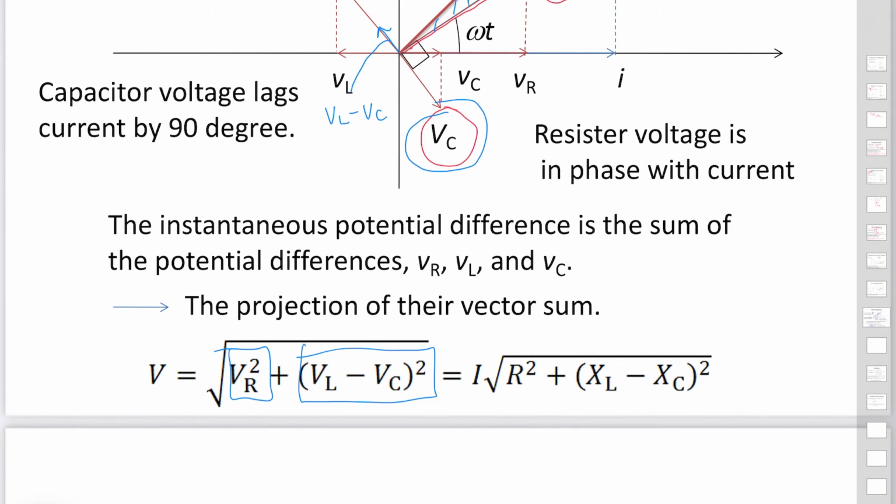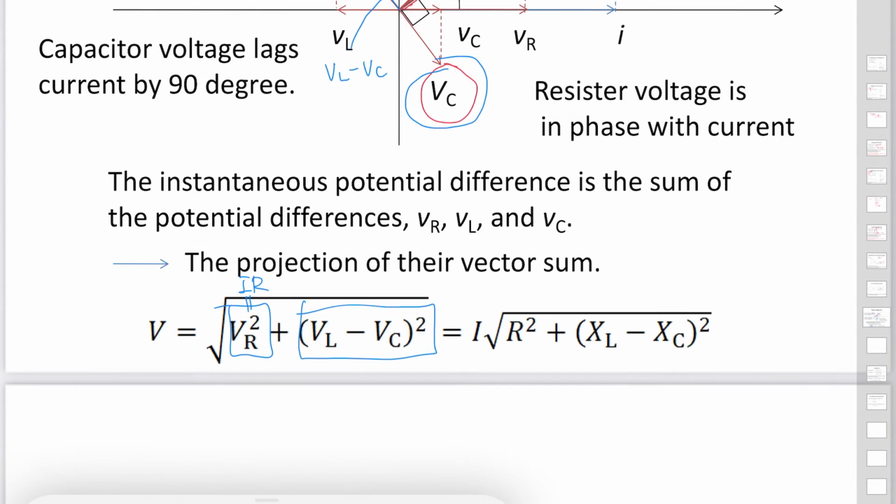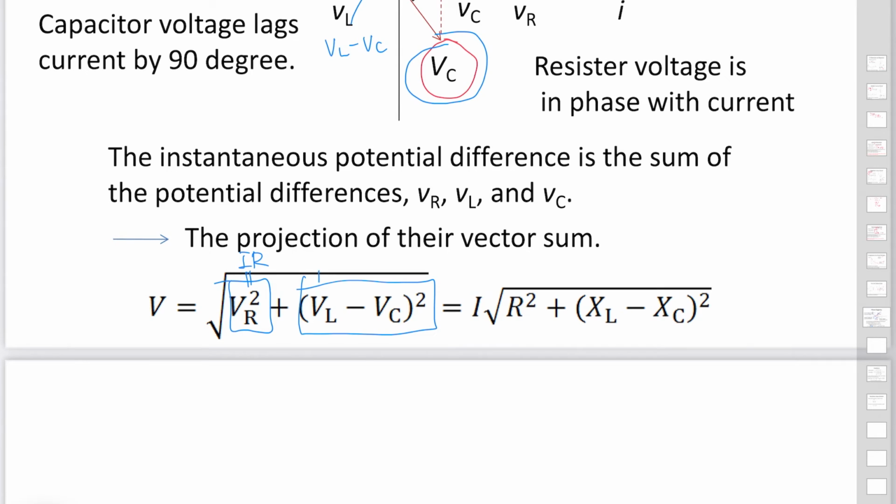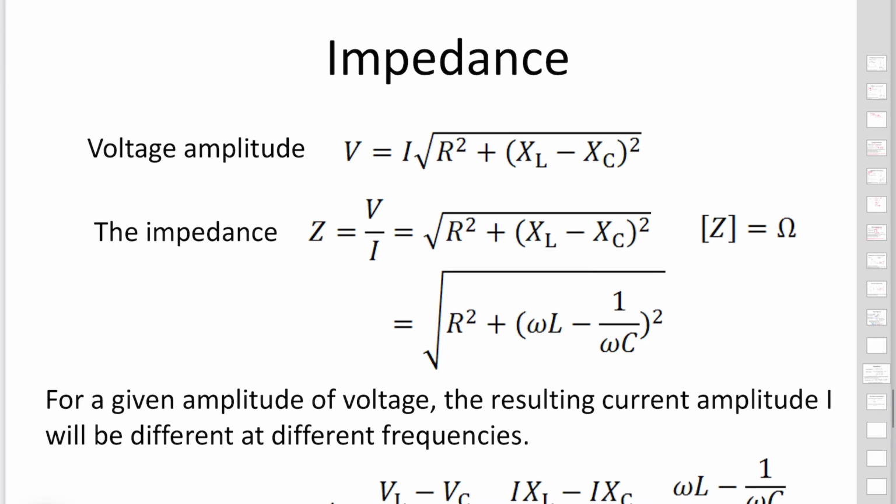Then V sub R is I R. For V sub L, you can substitute I times X sub L. V sub C is I times X sub C. Then you can express the potential difference using these equations: I times the square root of R squared plus X sub L minus X sub C, squared. So from these equations, we can introduce the impedance. The voltage magnitude is expressed here.